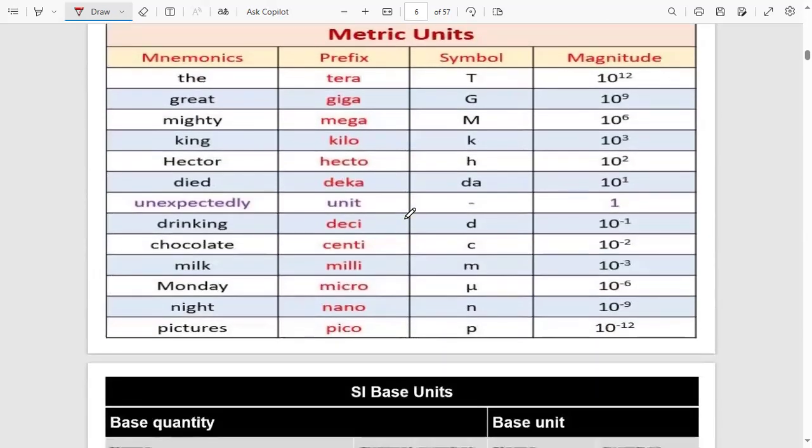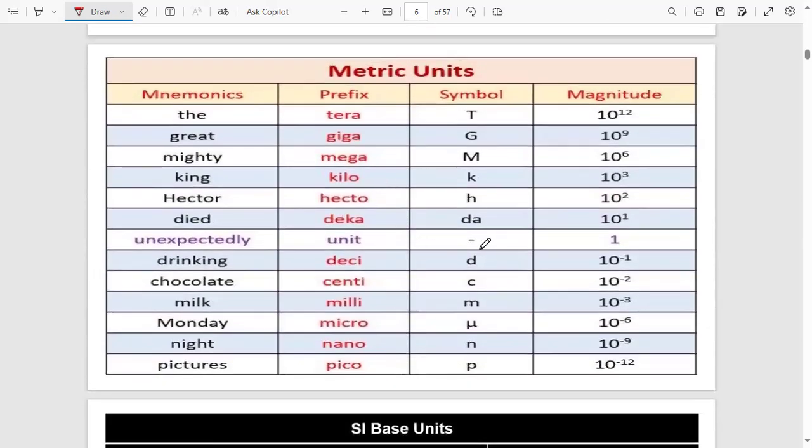If I go down on this table here, you can see I have 12, 9, 6, 3, 2, 1. And then here, it's supposed to be 10 to the power 0. So 10 to the power 0 is what? Any number raised to the power 0 is 1, right? Then you continue down. Where there's 1, that's where you place your SI units. Here you can place your grams, your meters, your seconds.